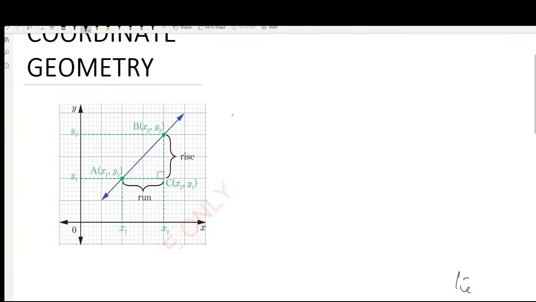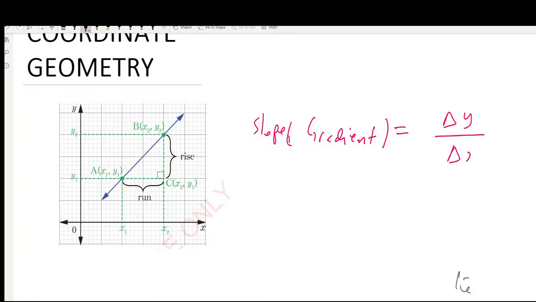So remember, dear students, we said that slope and gradient are used interchangeably. So for slope, you'll be taking change in y over change in x.